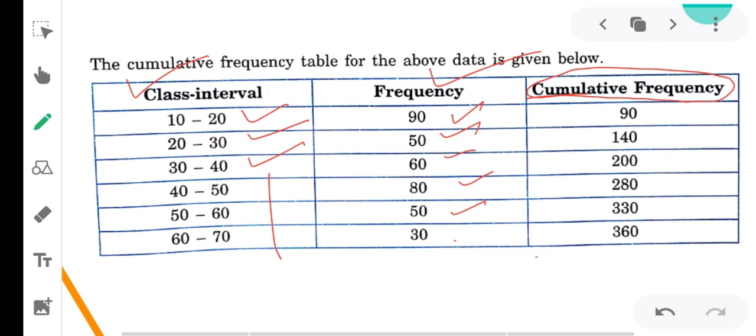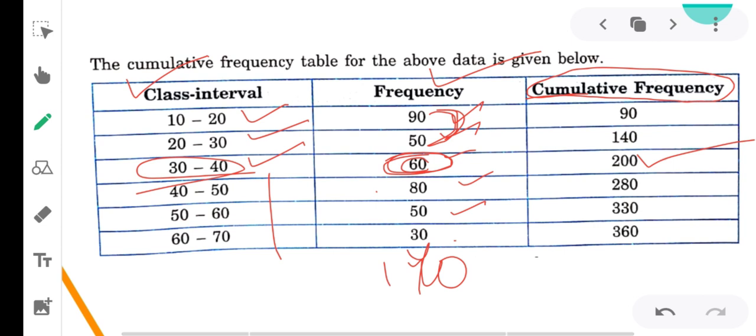For example, we'll find out the cumulative frequency of this class interval. So the sum of the frequency of all previous classes: 90 plus 50, 140. And that particular class, that is 60. So 140 plus 60, that is 200, the cumulative frequency.